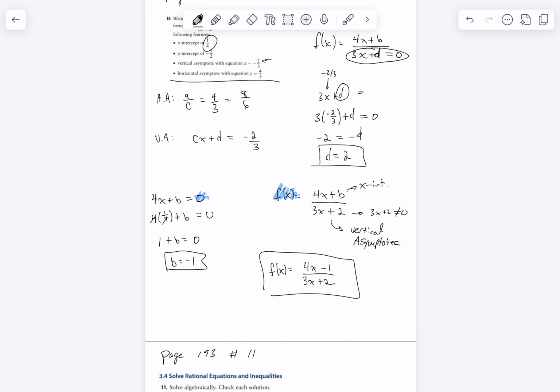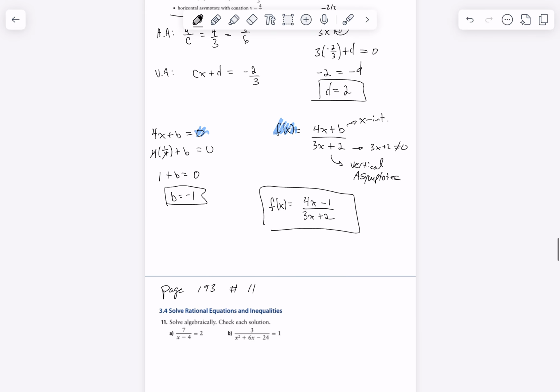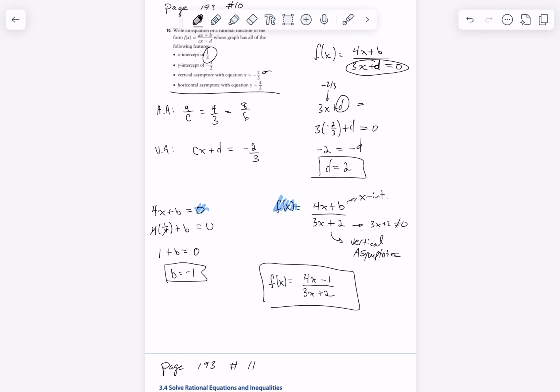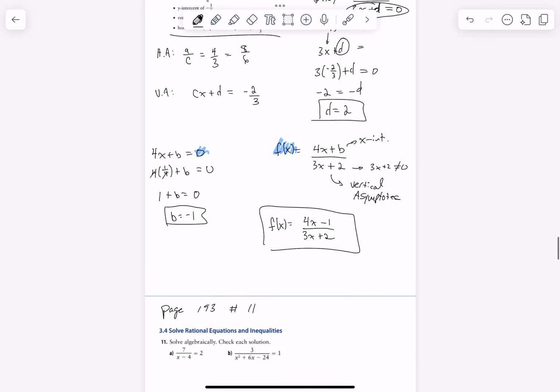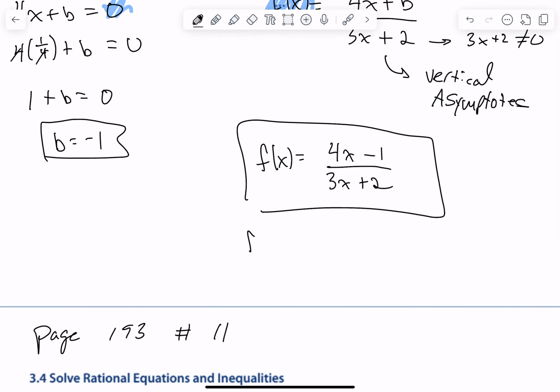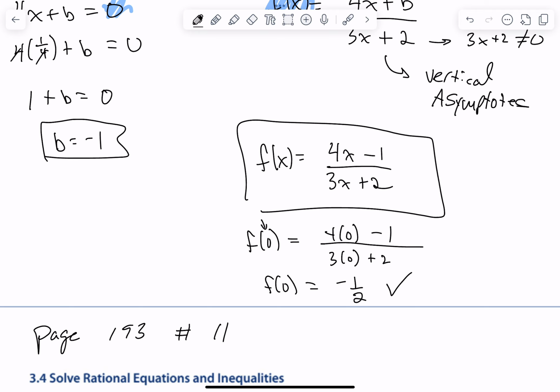Oh, one more, the y-intercept. That's the last tricky one, right? The y-intercept must spit out -1/2. And you'll see, the way I've targeted these conditions, the y-intercept has naturally fallen out, right? If I say the y-intercept happens when I evaluate the function when x is equal to 0, I get 4 times 0 minus 1 over 3 times 0 plus 2. You can see that when I evaluate the function at 0, I get -1/2, which is what we're looking for.